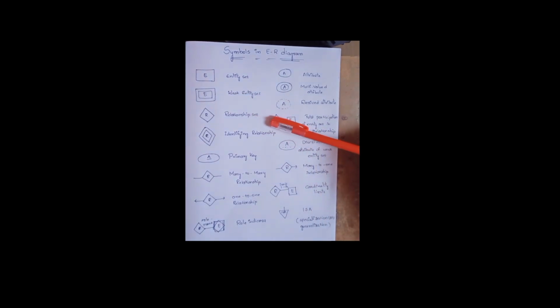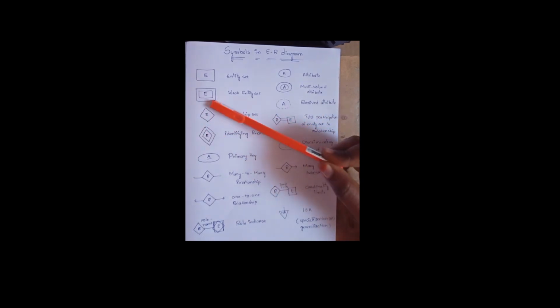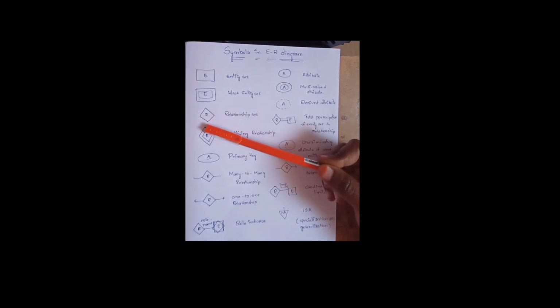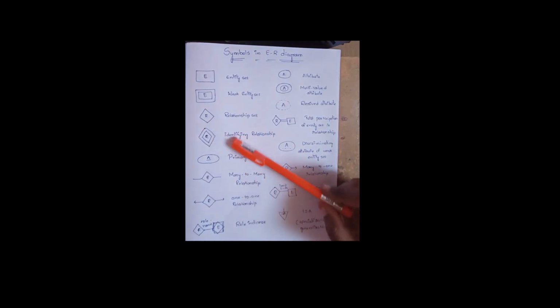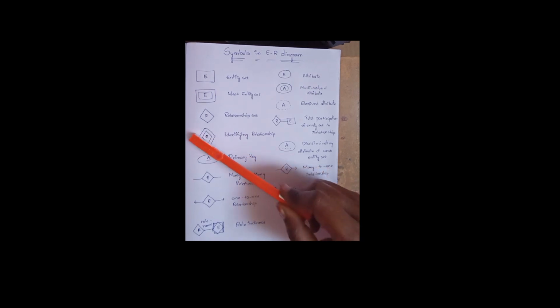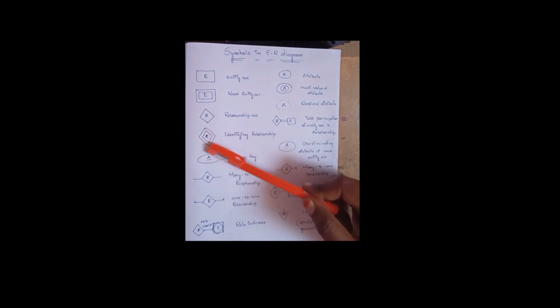And this is a relationship set. We know that relationships, or relationship sets, are enclosed in a rhombus, or diamond, and within that we write the relationship set. An identifying relationship is denoted by a double rhombus. Within the double rhombus we write the identifying relationship.